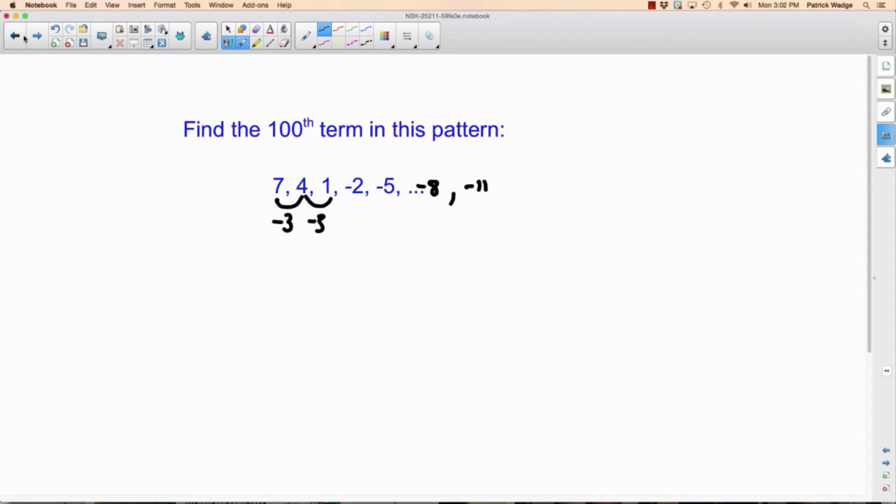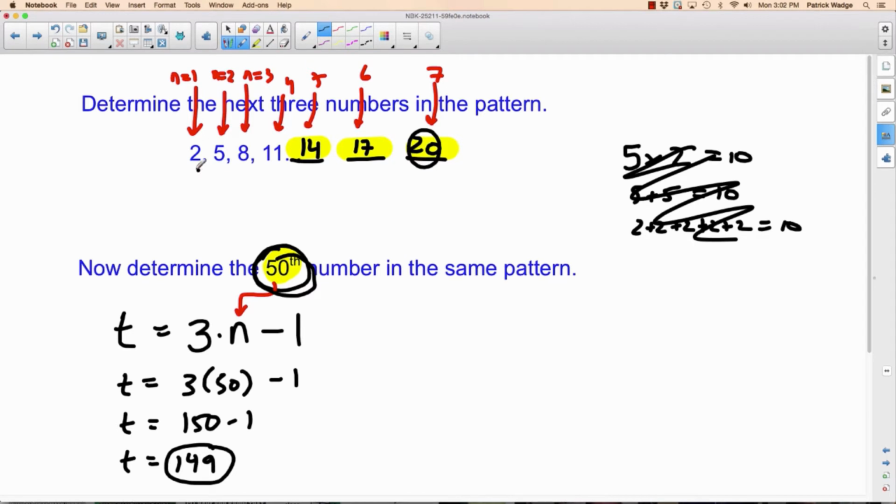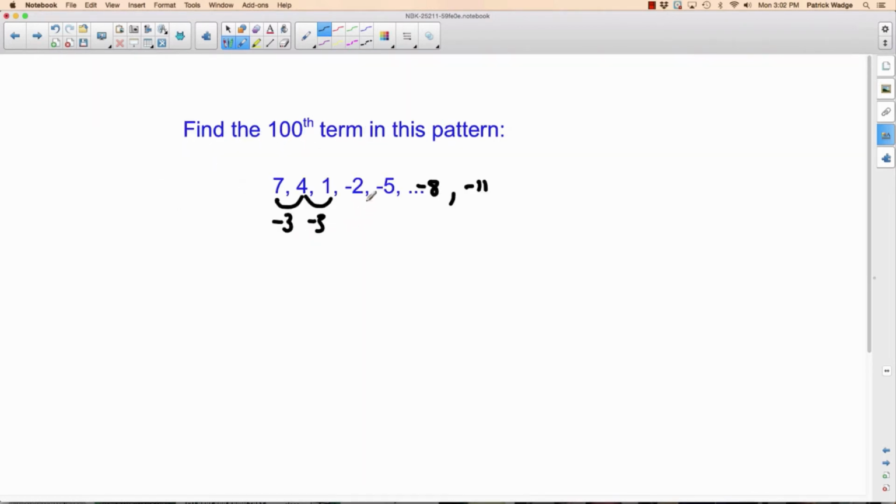Remember what we did back here? Once we found that it went up by 3 and up by 3 and up by 3, we multiplied 3 times n. Guess what you're going to do when it goes -3, -3, -3? You're going to multiply by -3. So you have -3n, or -3 times n. Like before, we'll say that t is equal to this. And now you just have to see, did this work? Sometimes you'll luck out and that'll be the whole formula.